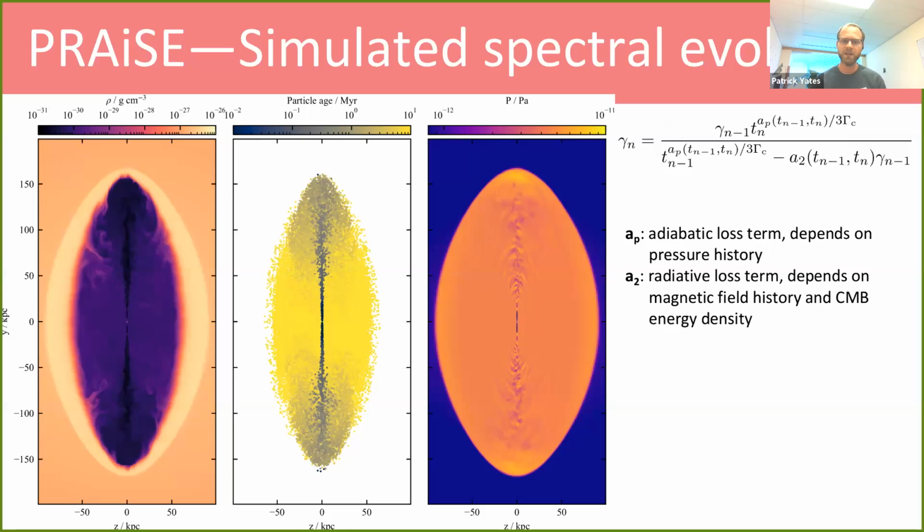However, we need a way to map the hydrodynamic variables from the simulations to radio properties in order to properly compare with observations. So as part of my PhD, I have developed a model for resolved spectral evolution in simulated radio sources, which uses Lagrangian tracer particles injected with the jet, and these are advected along with the fluid.